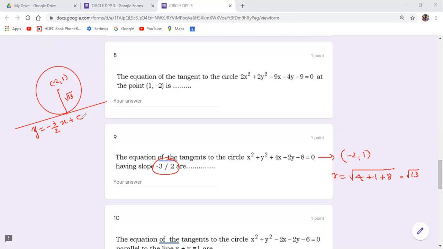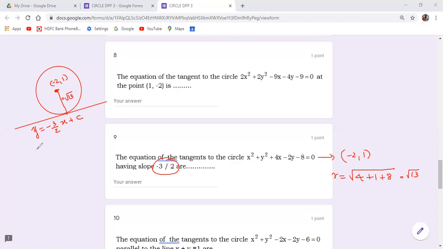After that, what you don't know? Only c's value. And how will you get c's value? The perpendicular distance from the center to the tangent is equal to the radius. You heard me properly? Yes, sir. Perpendicular distance from a point to a line will be equal to the radius.